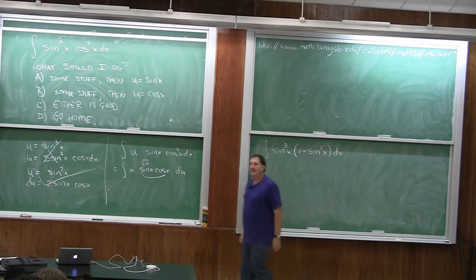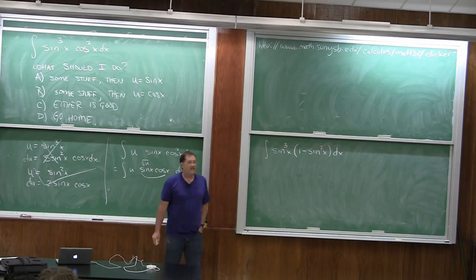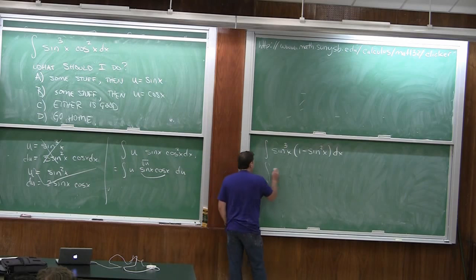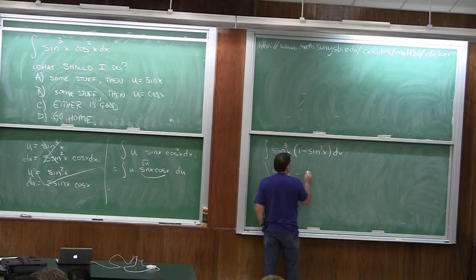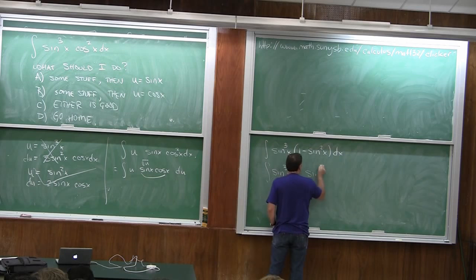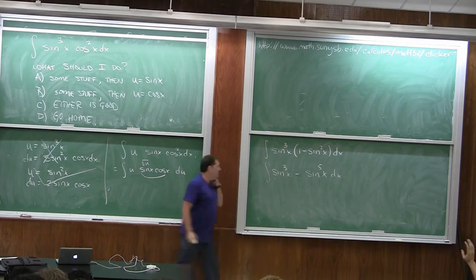And then? Just go on. Then it should be sine x to the third minus sine x to the fifth. Okay, I can do that. And then it should be the integration of sine x to the third minus the integration of sine to the fifth. But I still can't do these integrals. I'm still stuck. I don't know how to do either of those integrals.